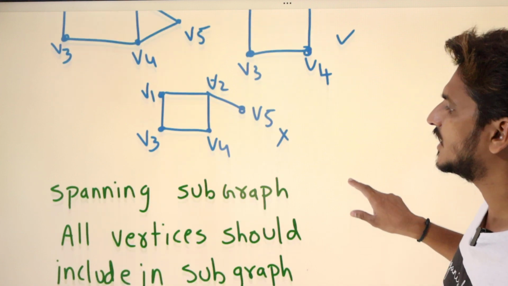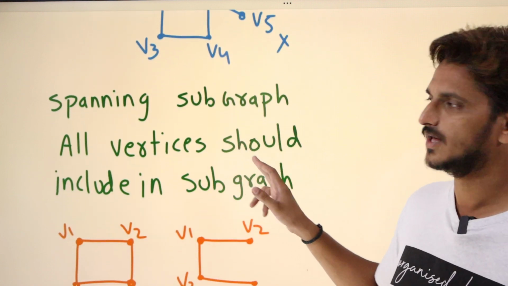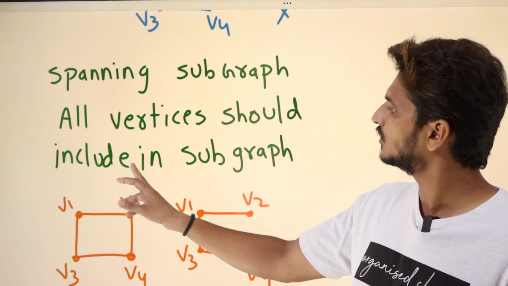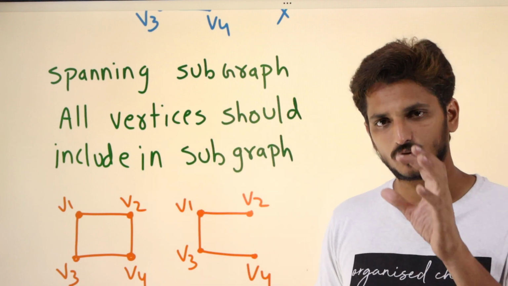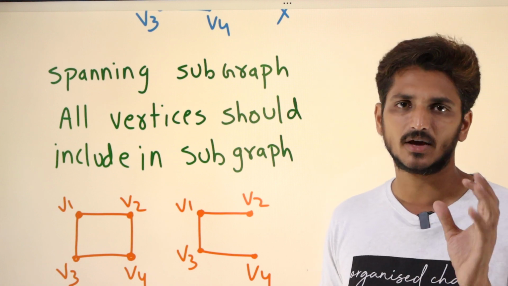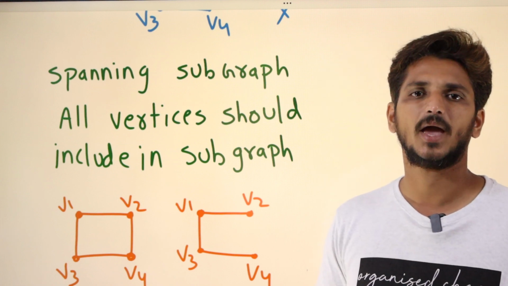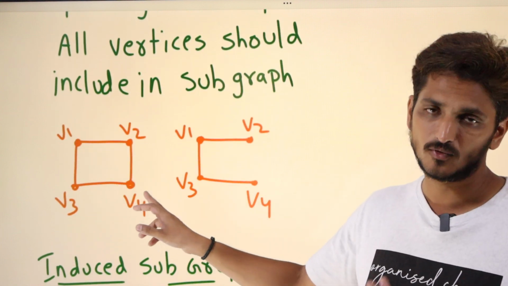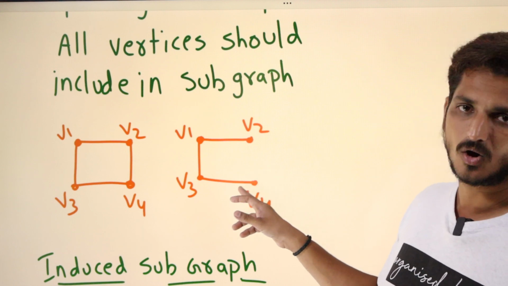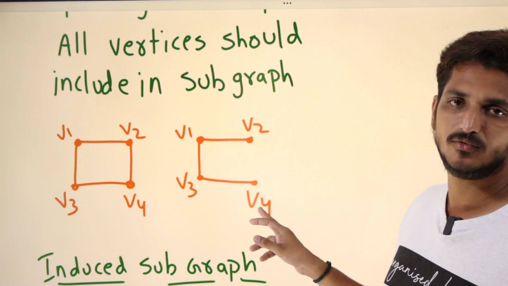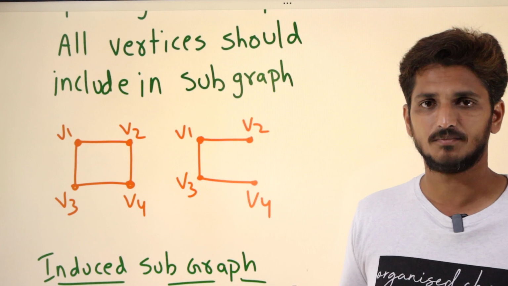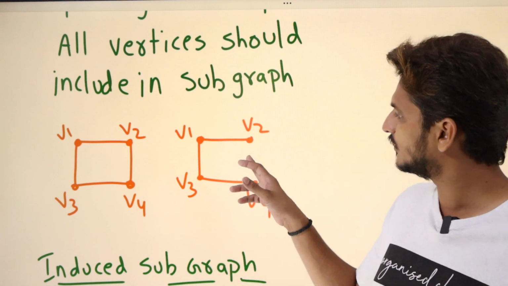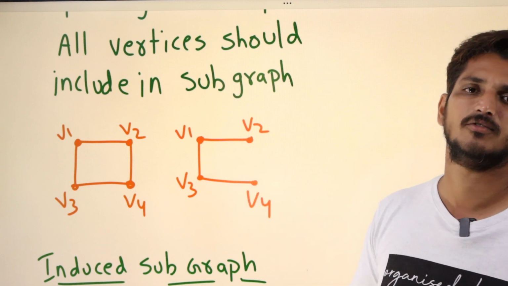Similarly, the next one is a spanning subgraph. We say it is a spanning subgraph if all the vertices are included in the subgraph; you have to take all the vertices that belong to graph G. Let's take this example. V1, V2, V3, V4, 4 vertices are there. We included all the 4 vertices V1, V2, V3, V4. One edge is missing. It's okay, no problem. But all the vertices should be included in the graph. Then we say this is a spanning subgraph.